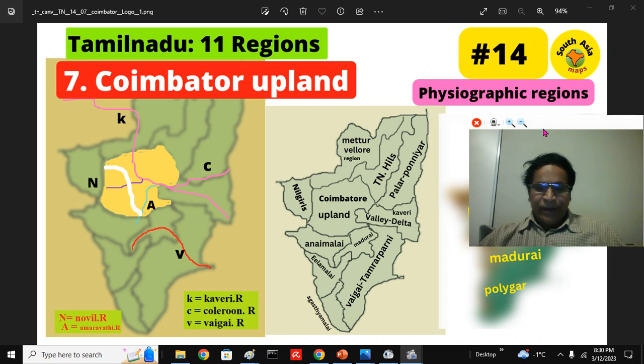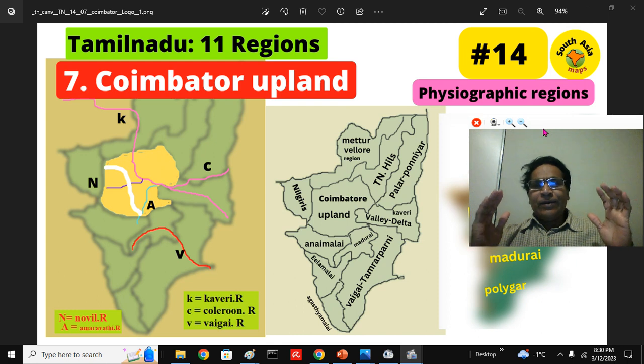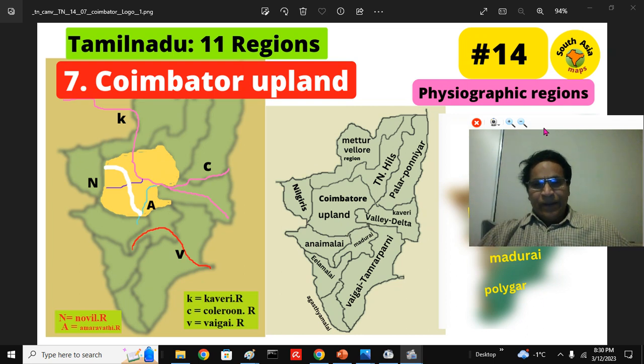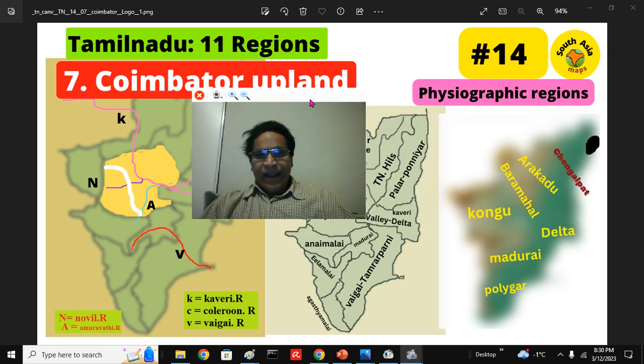Physiographic region. There are administrative regions or political regions, taluks and so on. There are historical regions. There are geographical physiographic regions. That means essentially looking at the plains and the plateaus, the mountains, the rivers, the passes and so on. That gives you a different aspect of the land you are looking at.